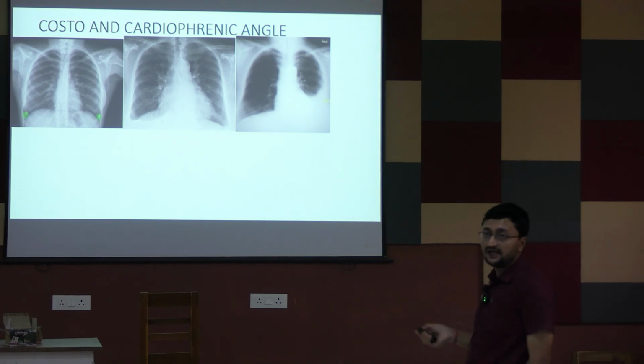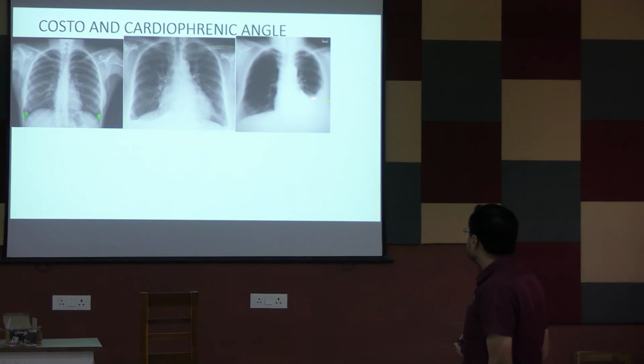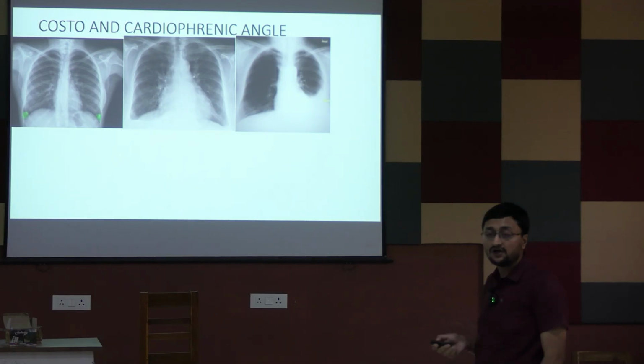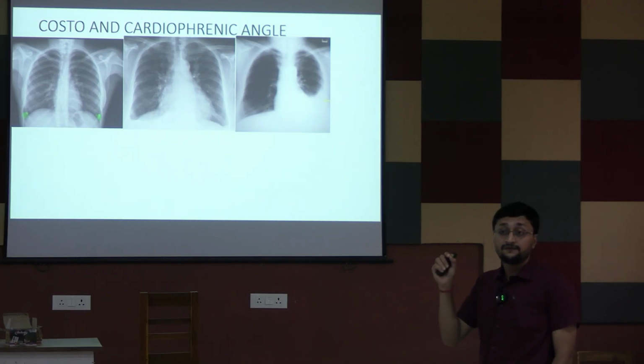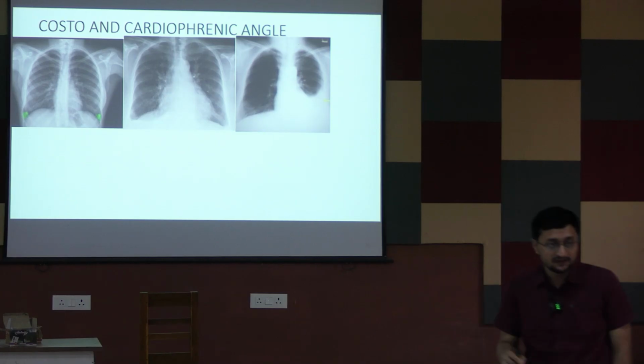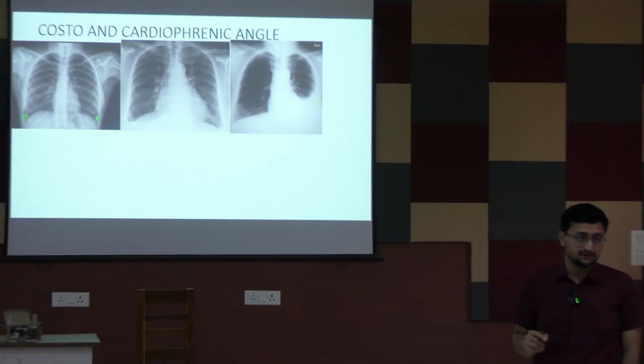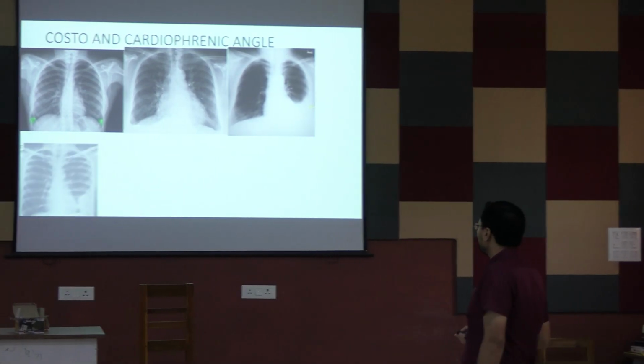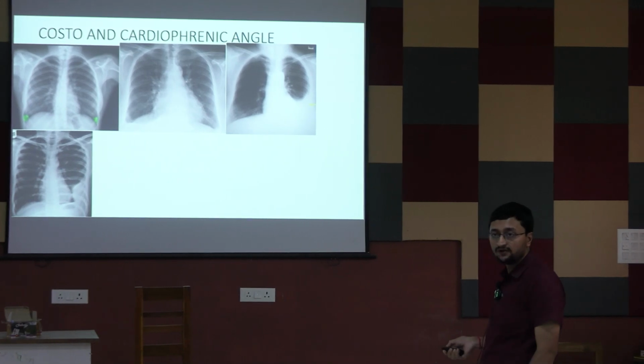Blunting of the CP angle and hypolucent shadow, and the upper border of the concavity is directed towards the axilla. Right, here this is the upper border of the concavity towards the axilla. So this is called the meniscus sign. This is a sign of free pleural effusion. That means the pleural effusion is free, not a loculated one. Okay.